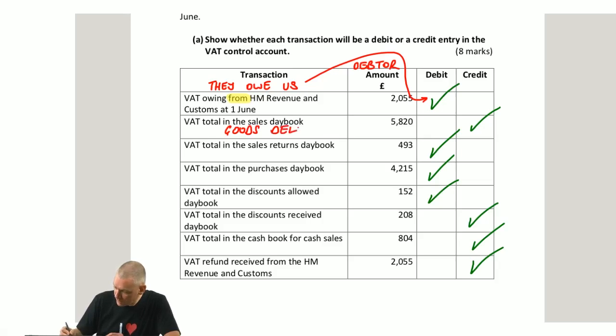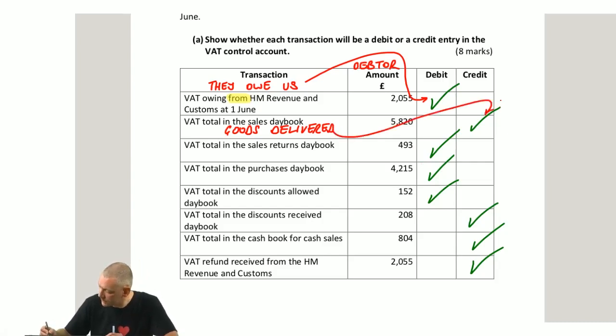So we owe the authorities, and therefore it is a creditor.